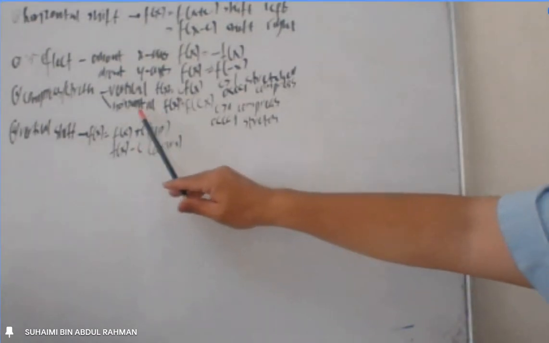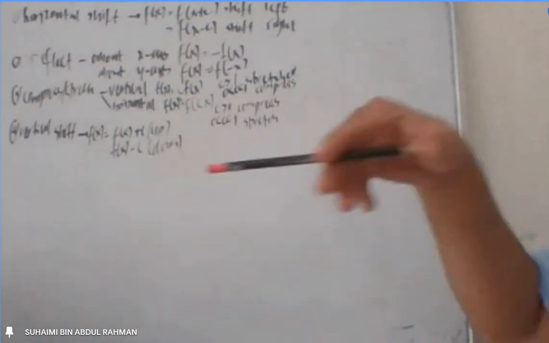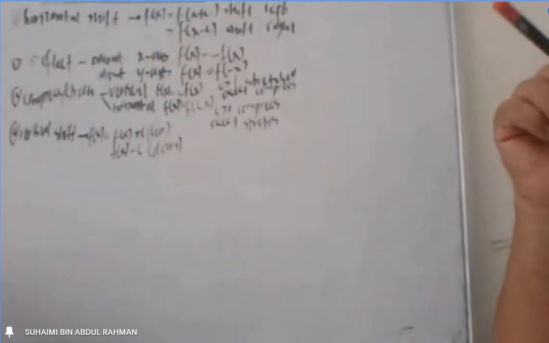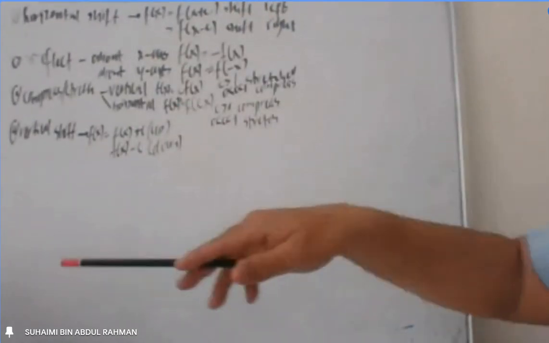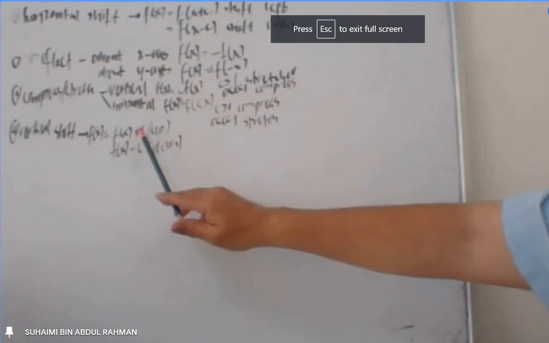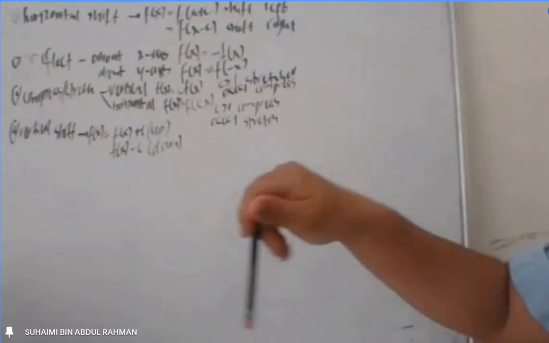And the type of transformation number 4 is a vertical shift. When we talk about vertical shift, it's either shifting up or shifting down. When is it going to be up? When we add c to our function. When we subtract c from our function, it is going to be down.